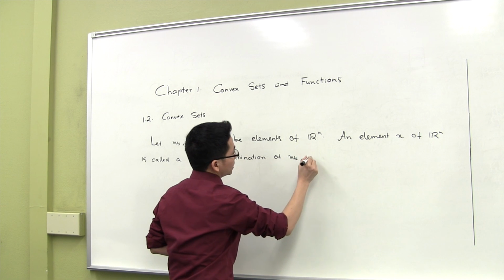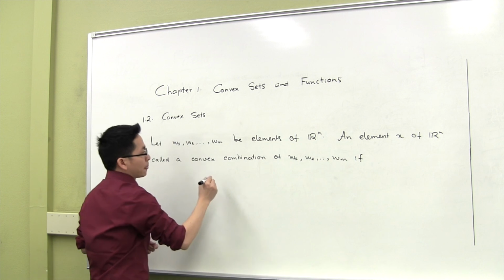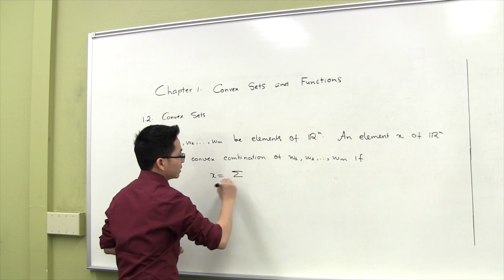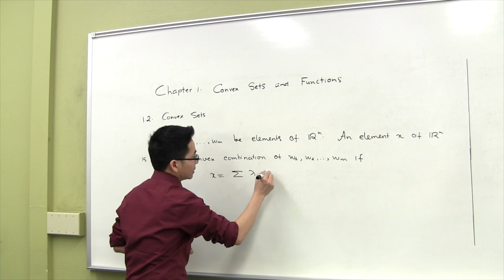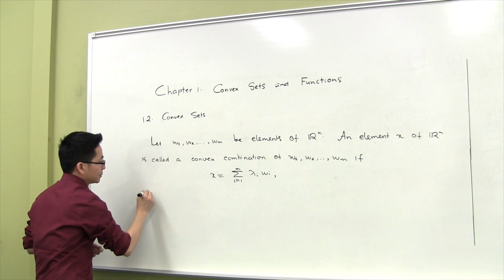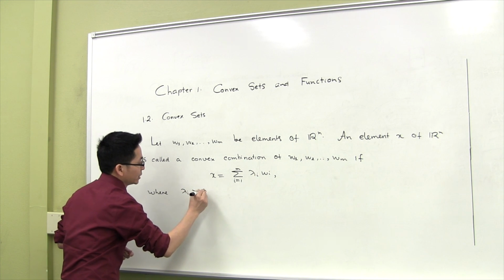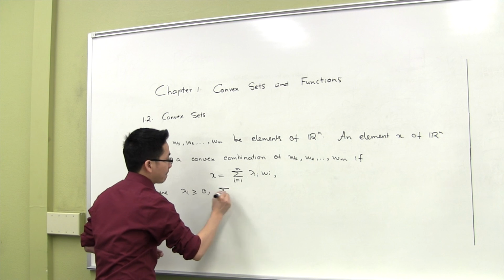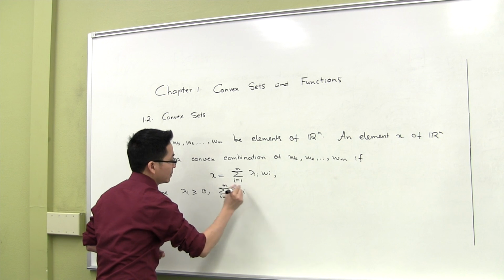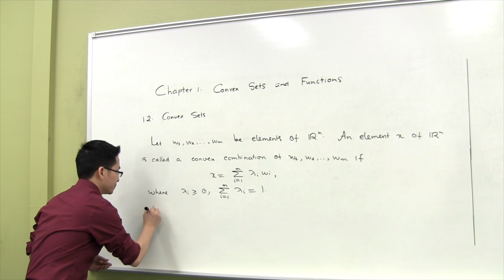W1, W2, ..., Wm if X can be represented as the sum of lambda i, Wi, where i runs from 1 to m, where lambda i are greater than or equal to 0, and the sum of lambda i, where i runs from 1 to m, is equal to 1. Okay?